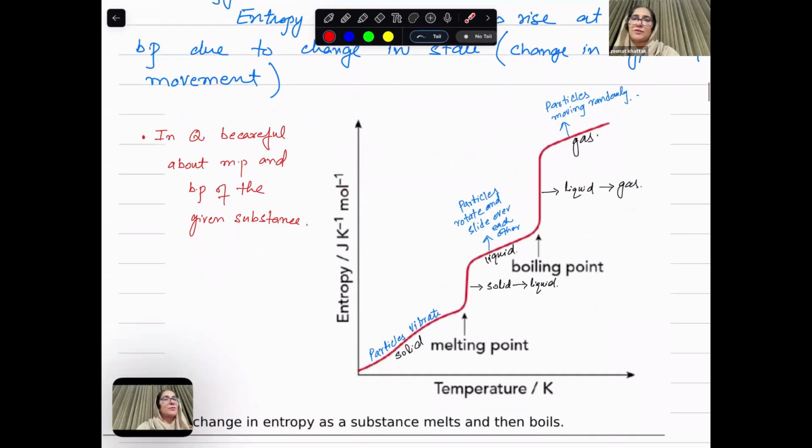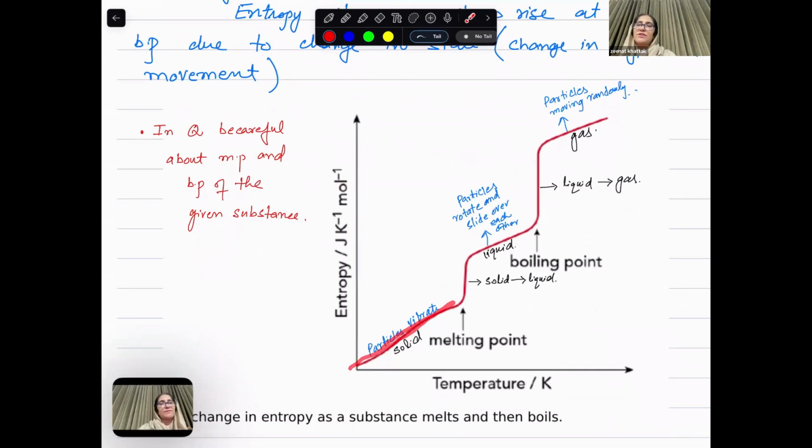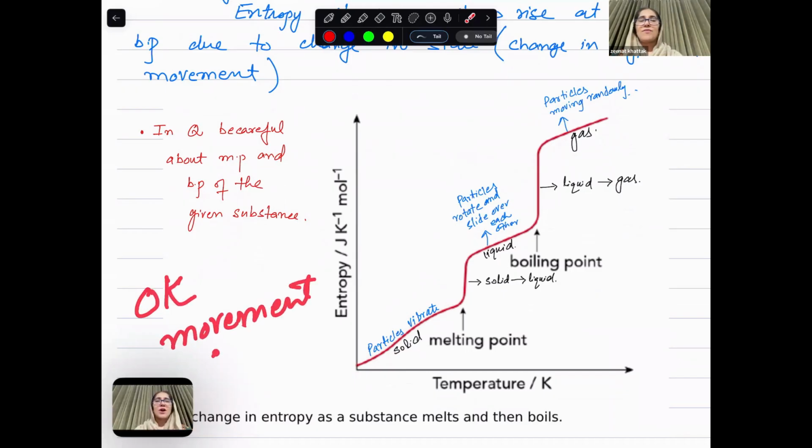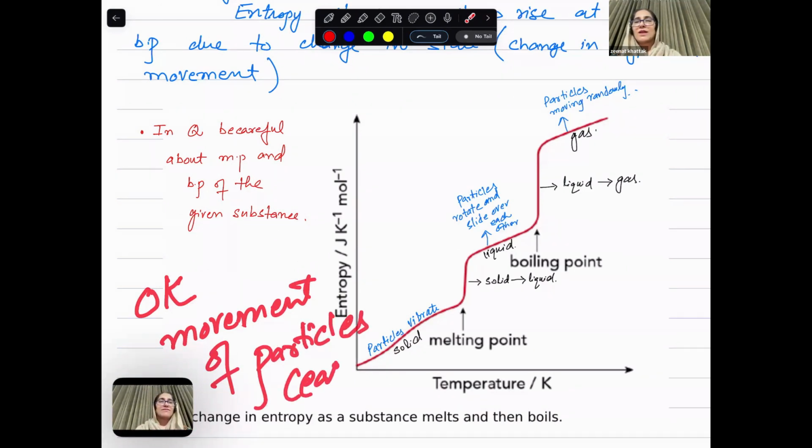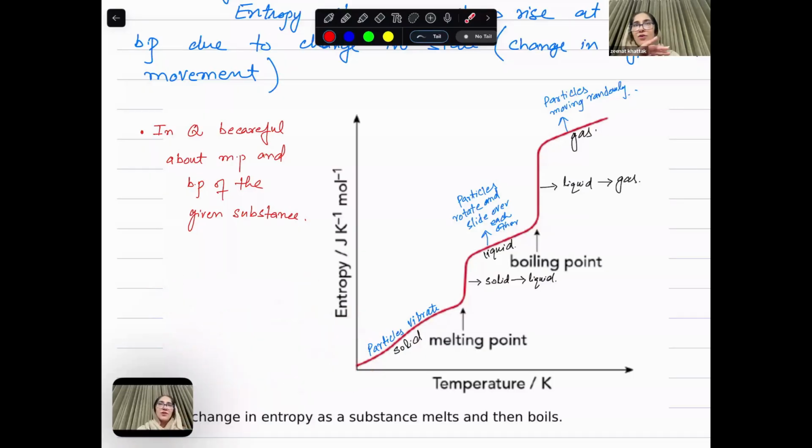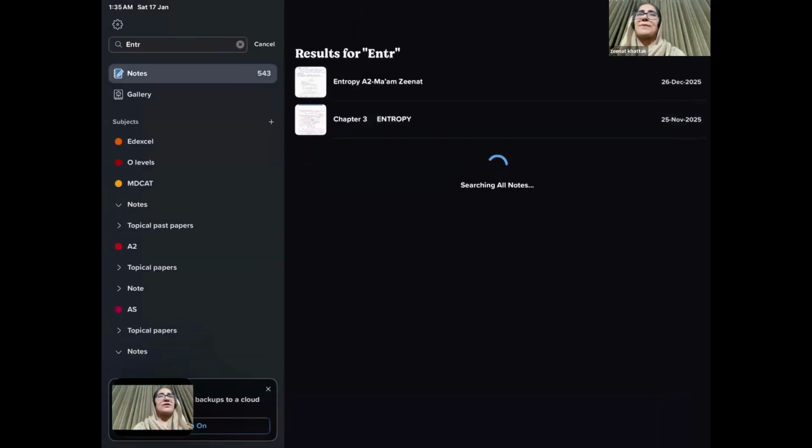Why? Suppose this is a solid. This is 0 Kelvin. We say at 0 Kelvin, the movement of particles cease. No movement. Highly ordered. But we can't say that disorder is 0. We can assume, look, I'm going to explain this graph on a separate page.